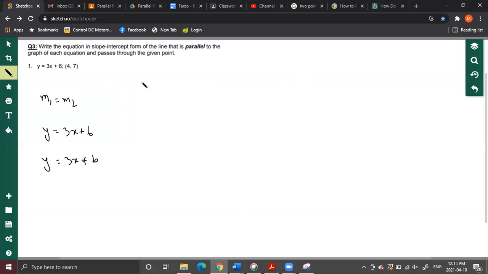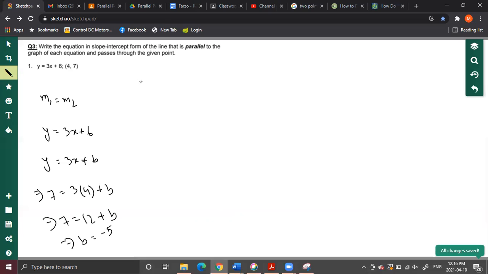We have to solve for the y-intercept. So the b we already know is passing through this point. So we'll be just substituting the point for x and y, and we'll just solve for b. It is equal to 12. So b is equal to -5. The new parallel line equation will be y equal to 3x plus b, y is equal to 3x minus 5.